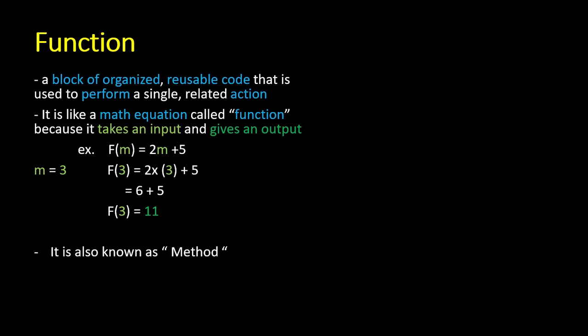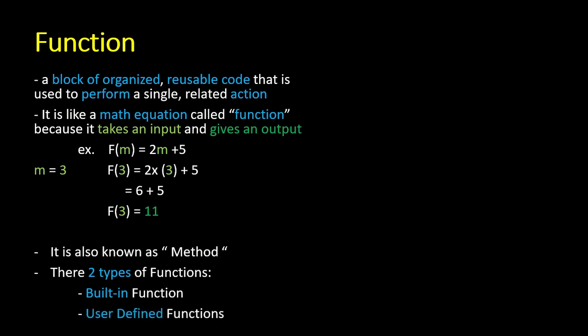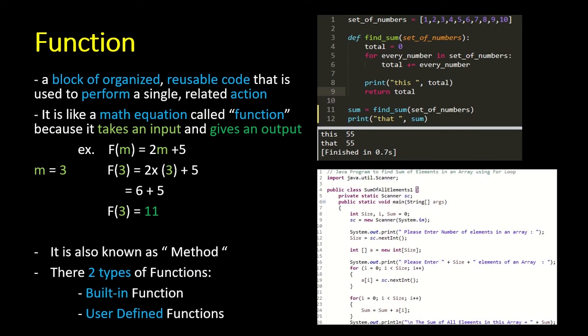So function is also known as a method. And there are two types of functions. First is the built-in function, and the second is the user-defined function. In our example, for the top portion, we have the Python code program. The function right here is the user-defined function, define sum.